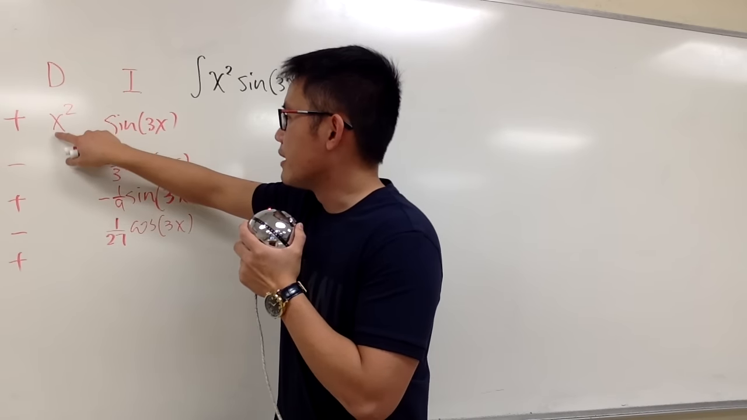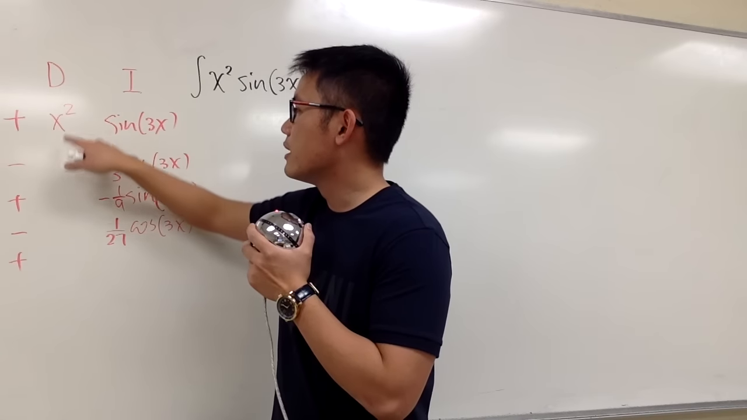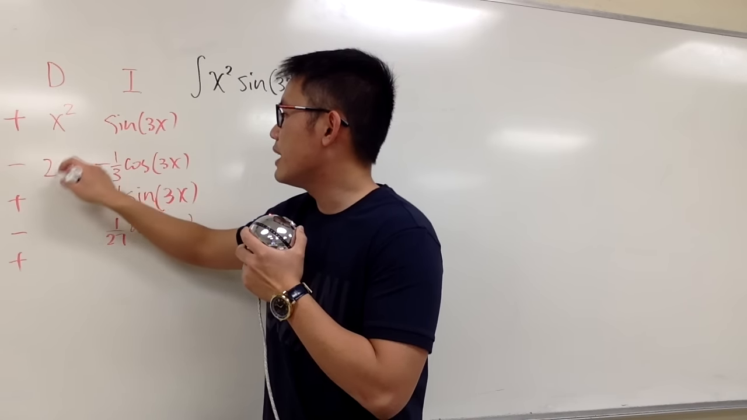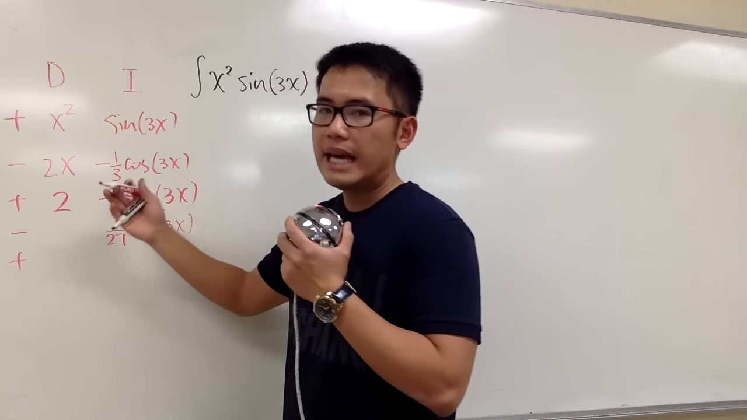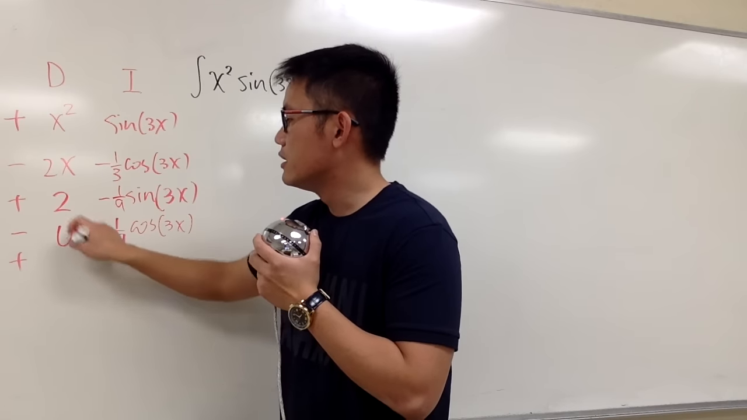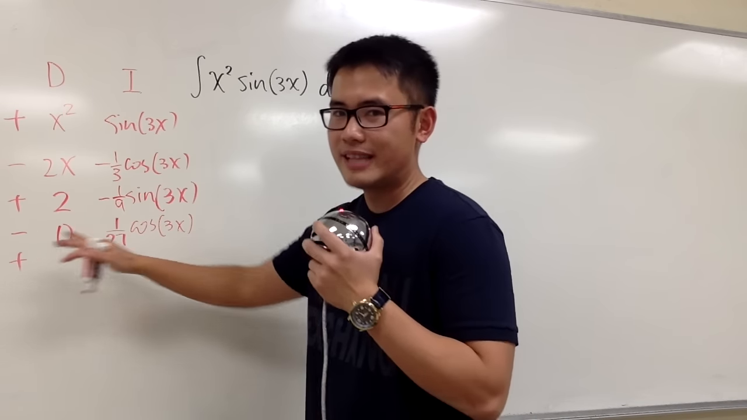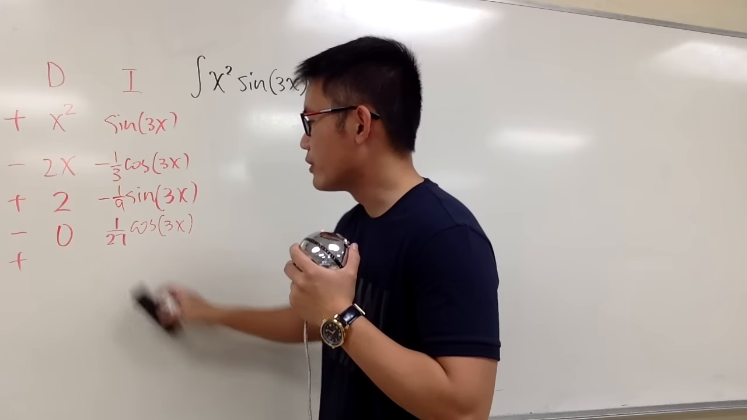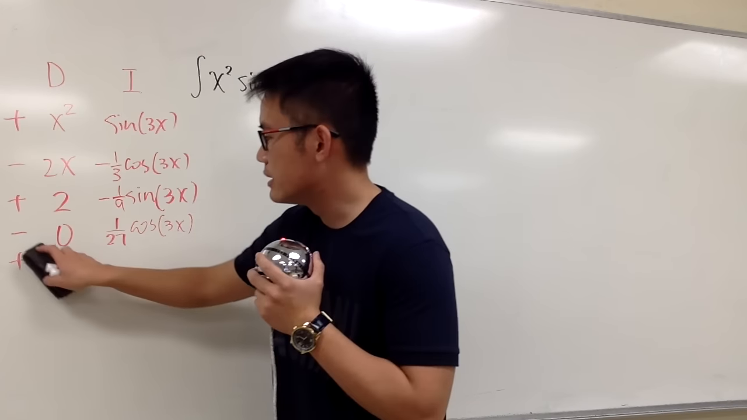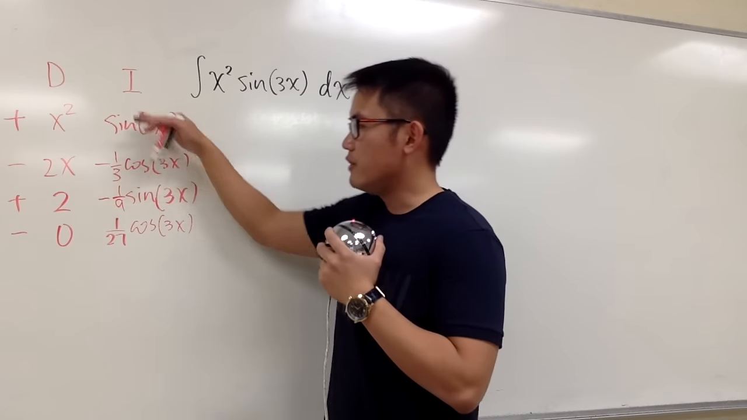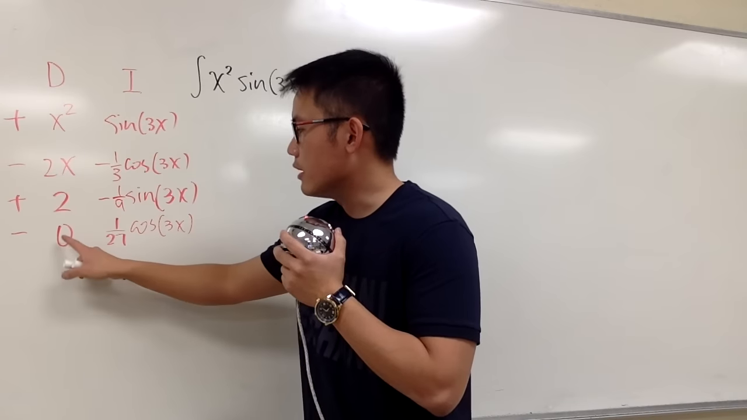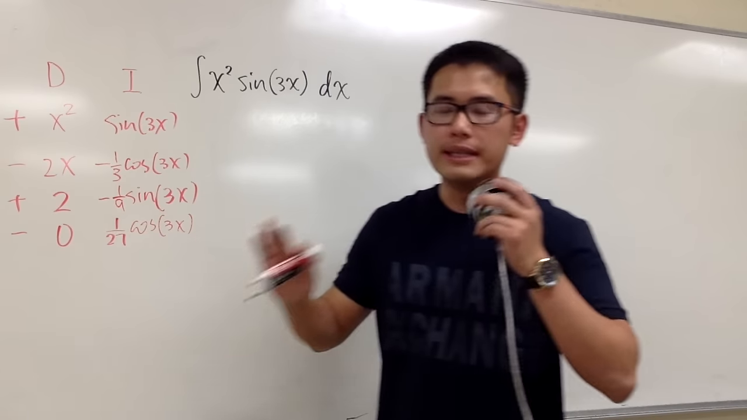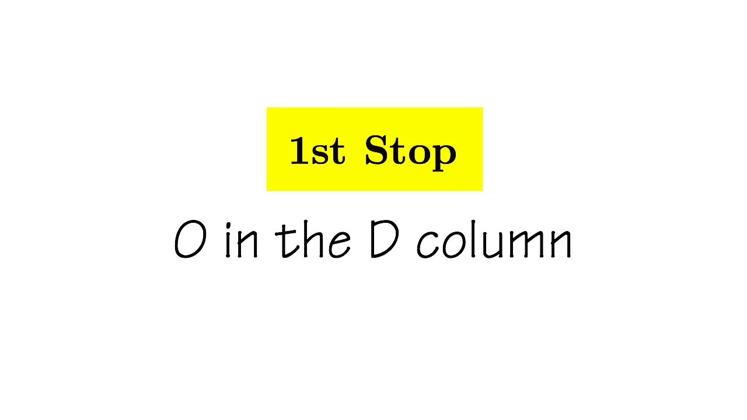We are looking at x squared, and we are going to differentiate that. The derivative of x squared is just 2x, and then let's do it again. The derivative of 2x is just a 2, and then the derivative of the 2 is 0. And I claim we can stop right here. I don't need to go down any further, so let me erase this plus right there. We just need 4 rows. This is the first stop. When we see a 0 in the D column, we stop.